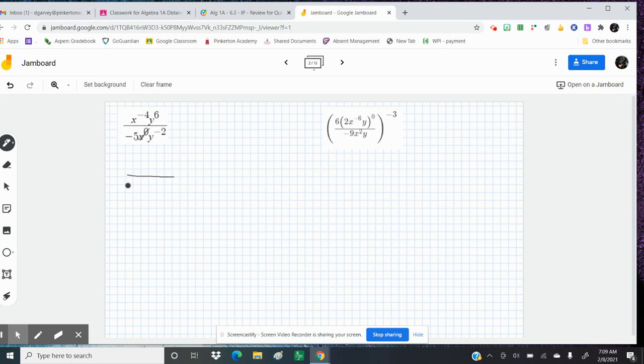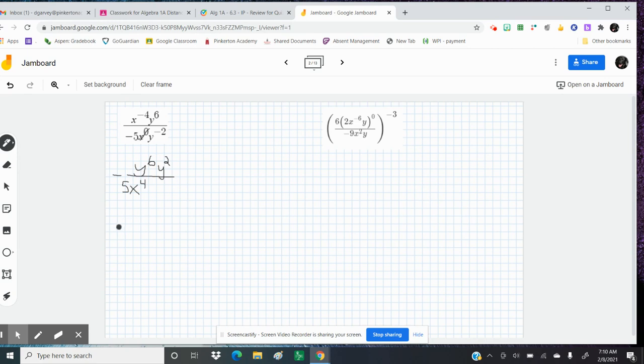And this x to the 4th really wants to go in the denominator. So I'll put x to the 4th in the denominator. This y to the 6th is perfectly happy in the numerator, so I'll keep him there. Now remember, this negative sign is making the whole fraction negative. It has nothing to do with an exponent. So I'm just going to bring that negative sign out front, and I'm going to keep the 5 in the denominator. And then this y to the negative 2 wants to go into the numerator, so I'm going to bring him up to the numerator and make him positive.